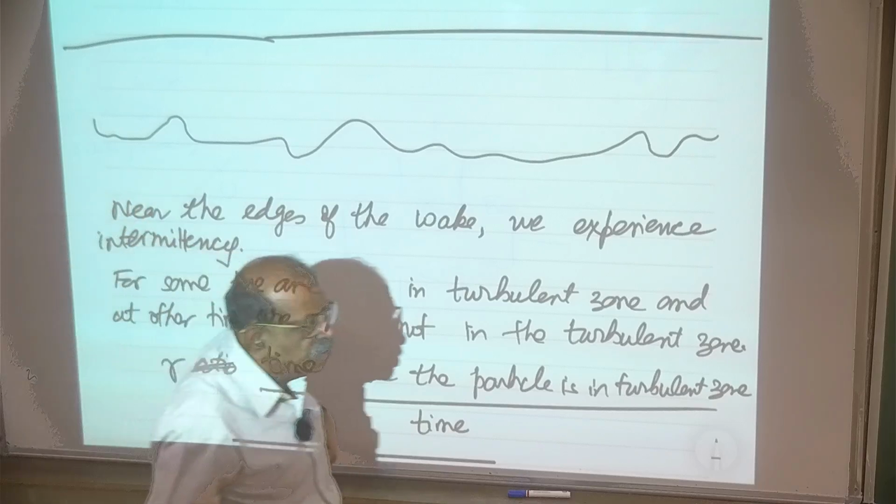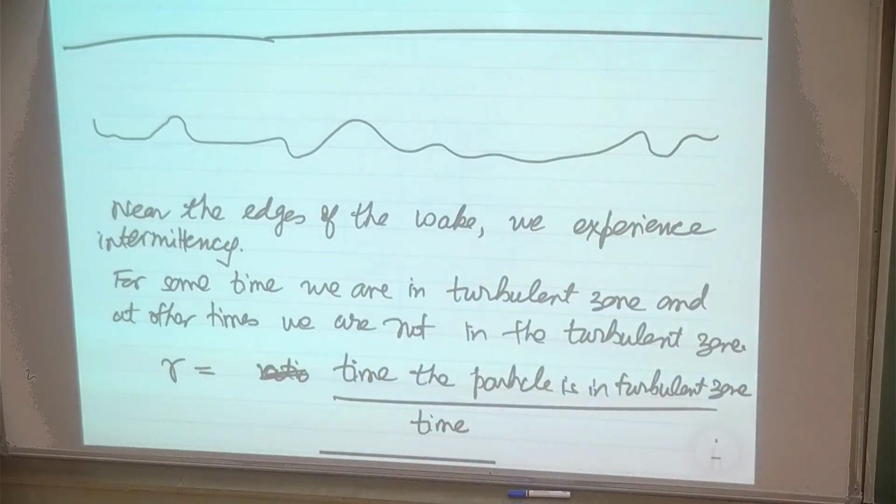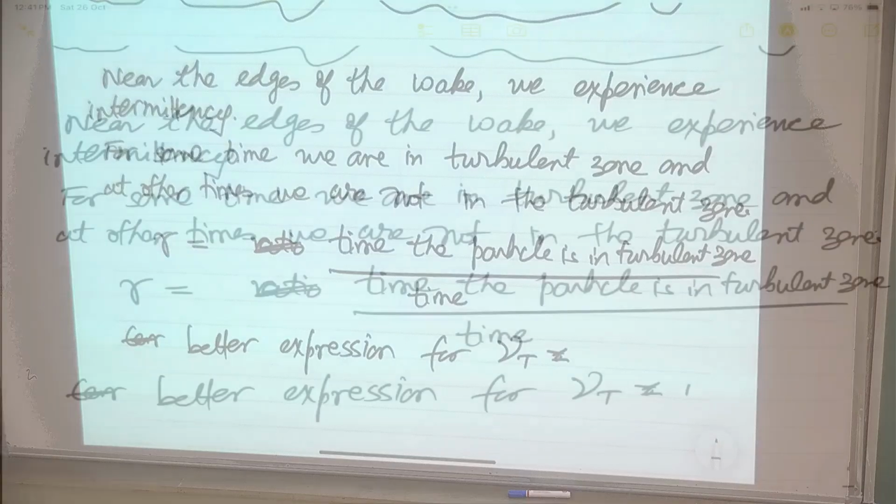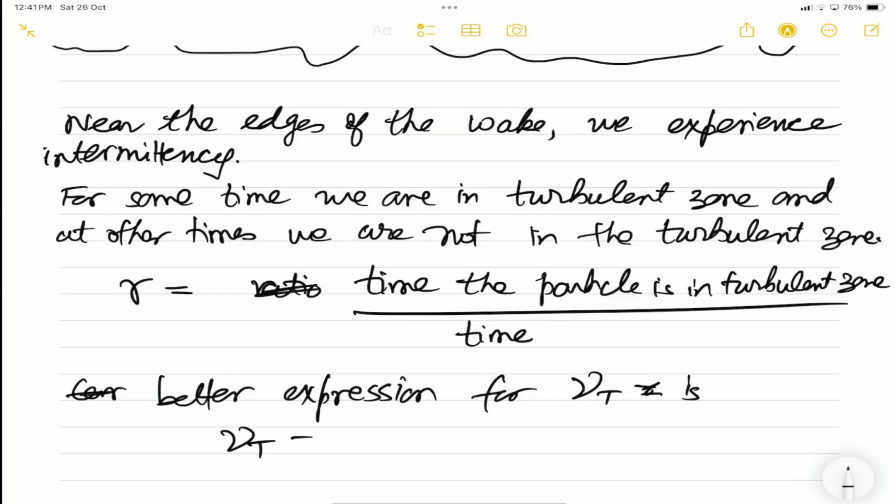So we have this, and therefore the correct expression, or a better expression, I should not use the word correct, for nu t is equal to gamma times constant. ये गामा लिखा है, small gamma.